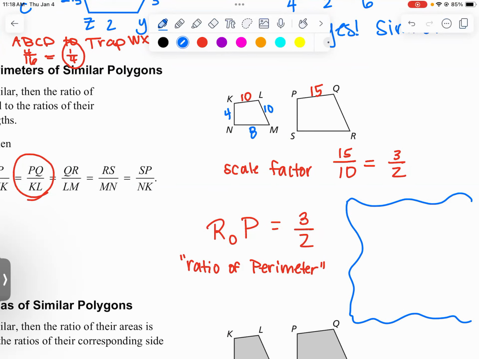Okay, so what we can do is we can say, all right, I don't know what the perimeter is of PQRS, but I do know that the perimeter of KLMN is 32. And I know our scale factor is 3/2. So we can set up a proportion, and instead of solving for these 3 sides, we can just say, oh, hey, I can figure out my perimeter this way. What is the perimeter?